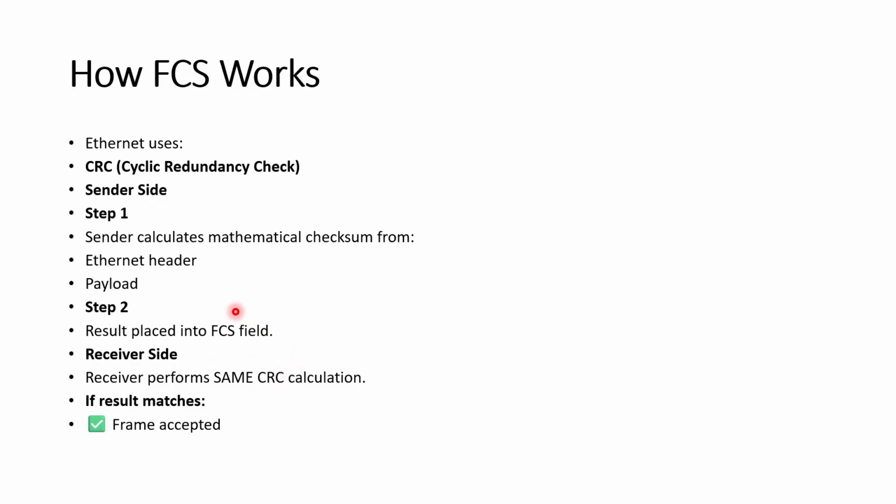Remember this. Very simple. The Ethernet uses the cyclic redundancy checksum. On the sender side, the sender calculates the mathematical checksum starting from the Ethernet header to the payload. After getting the result, it is placed in the frame check sequence field. Now, the receiver side is going to use the same cyclic redundancy calculation that was done by the sender, then cross-check. If the calculation matches, the frame is going to be accepted. But if it doesn't match, the frame is going to be discarded.